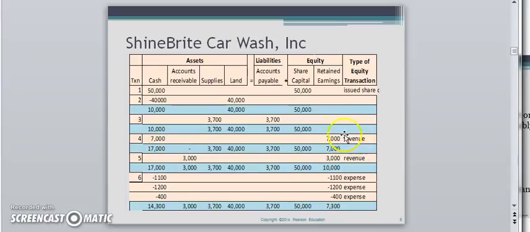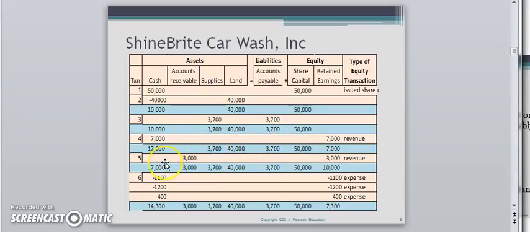So in the course of business of the car wash, $7,000 worth of cars were washed and paid for. That was paid in the form of cash. Cash has gone up to $17,000, and so now you can see that the revenue's gone up 7,000. If you add all this together, it looks like it's 60,700, and it equals the assets.